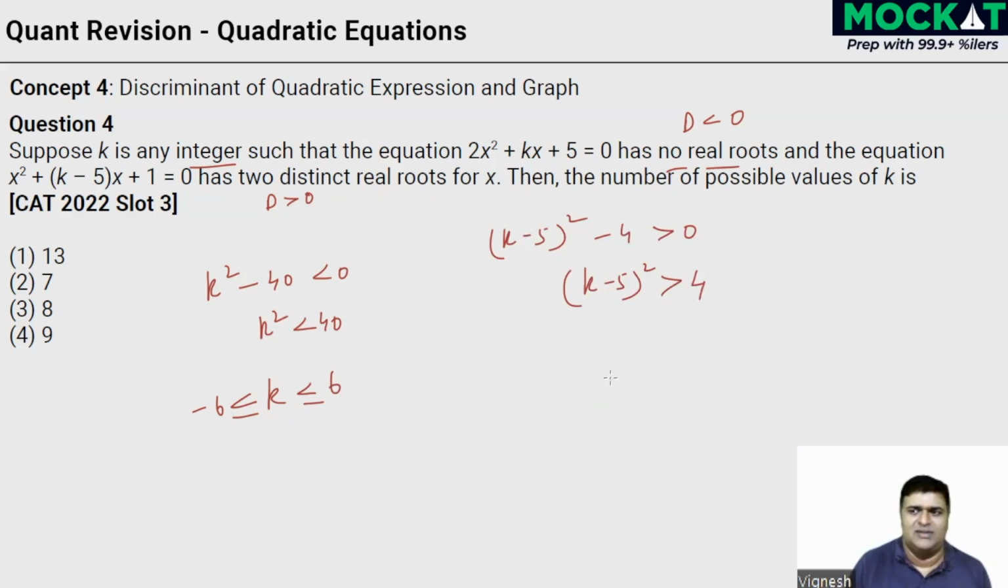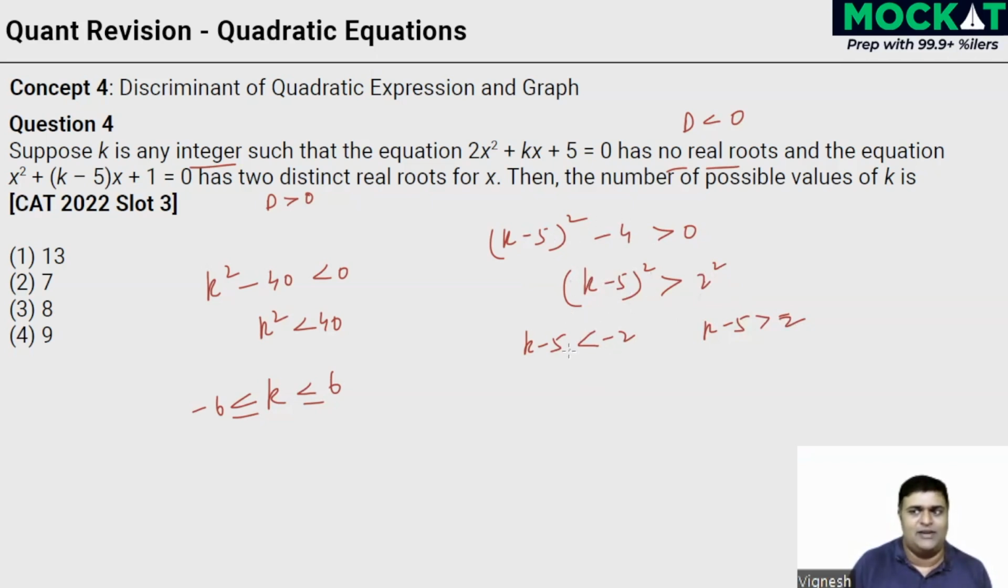So greater than 4, we can directly get to that, right? Which means k minus 5 is less than minus 2, or k minus 5 is greater than 2 over here. If I'm applying square root, it can be plus or minus. This 4 over here could be written as 2 square for ease. k minus 5 can be greater than 2, then it satisfies, or k minus 5 over here should be less than minus 2, which satisfies.